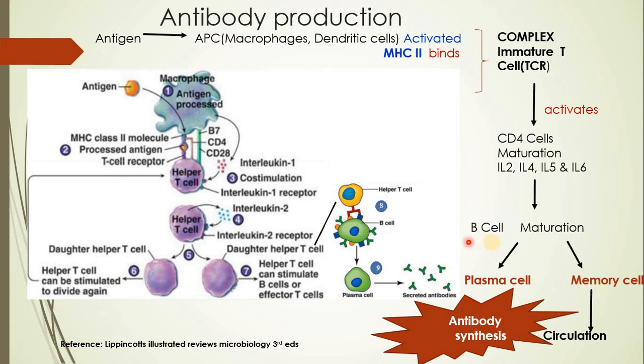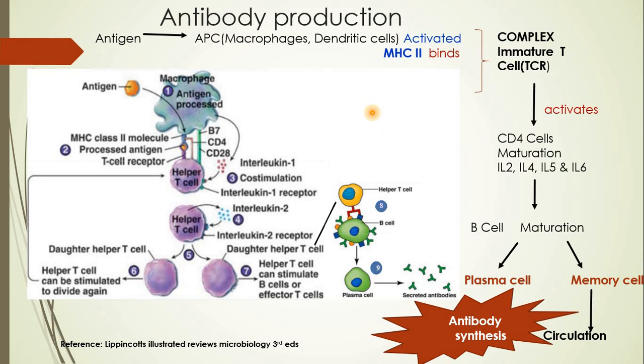So this B cell, which is interacting with the T helper cell, will get converted into a memory cell or the plasma cell. So here you can see I have shown the formation of plasma cell. These plasma cells will start synthesizing large amounts of antibodies, right? Whereas the memory cell goes into the circulation. So this is how the antibodies are synthesized.